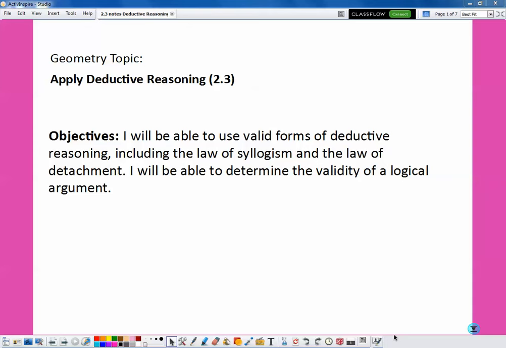Alright, today we're going to be learning how to apply deductive reasoning. Our objectives for today: we will be able to use valid forms of deductive reasoning, including the law of syllogism and the law of detachment. We will also be able to determine the validity of a logical argument.